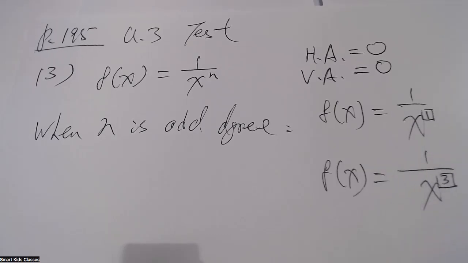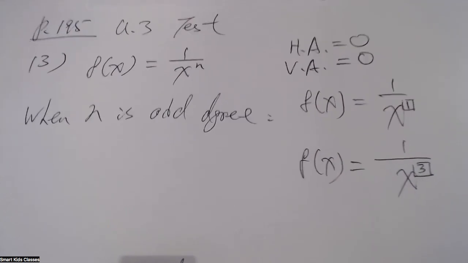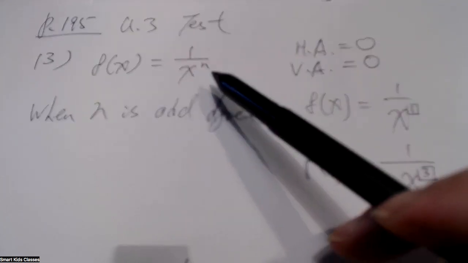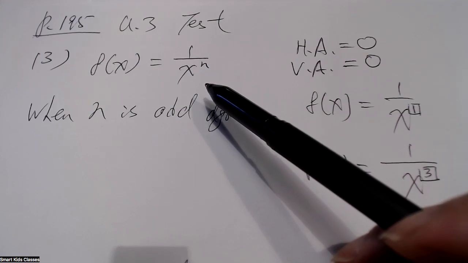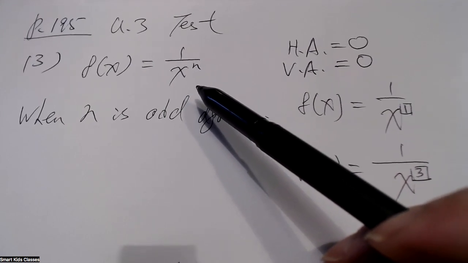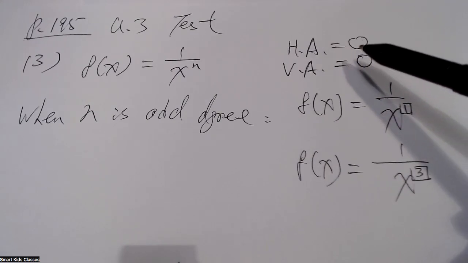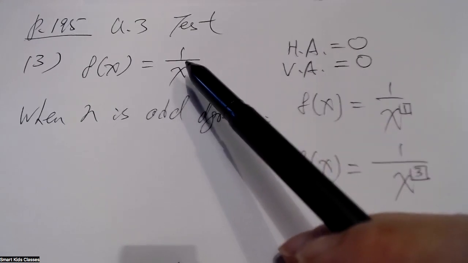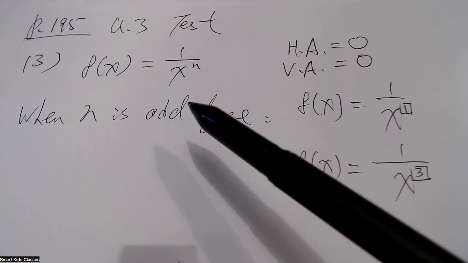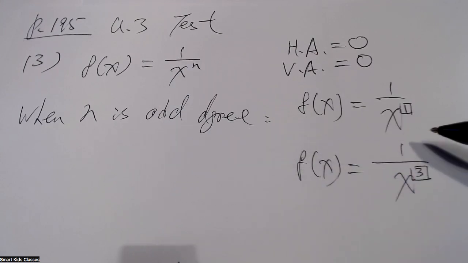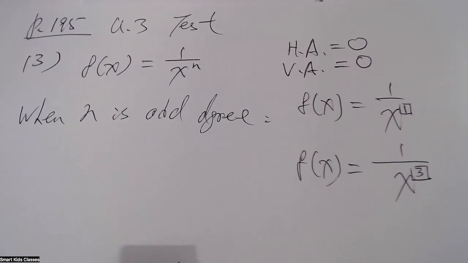Now, question 14, the last question of the test. We're going to explain f(x) equals 1 over x to the exponent n. First identify the horizontal asymptote and vertical asymptote. It always equals 0 because the numerator is a constant number. Now, how about for n? If n is an odd degree, 1 over x.